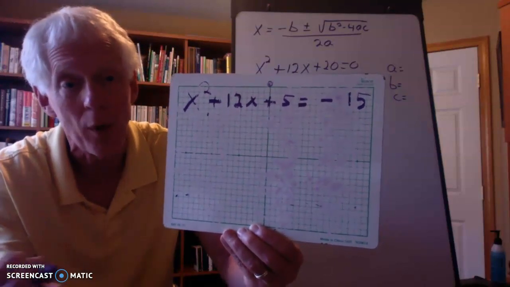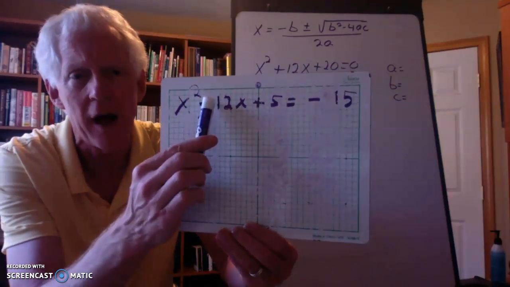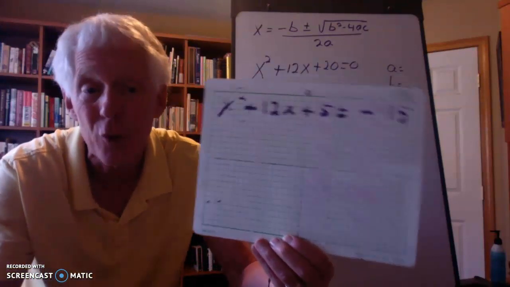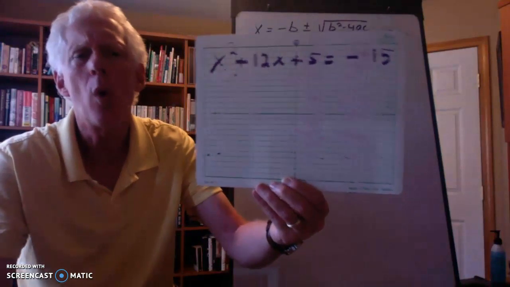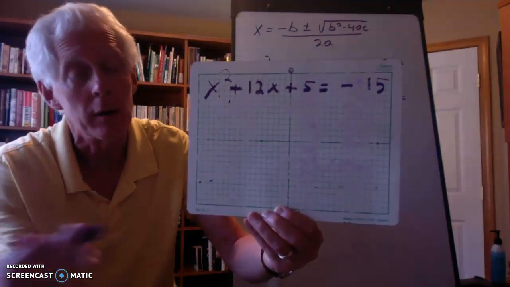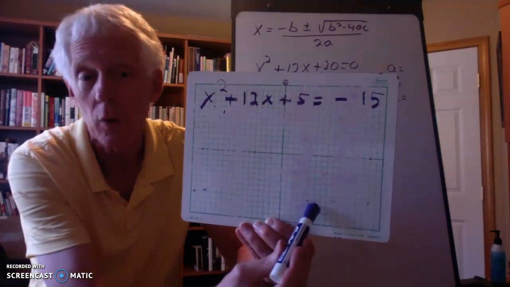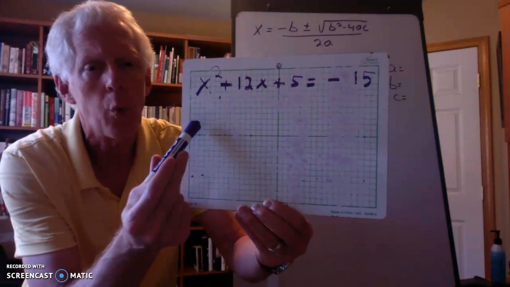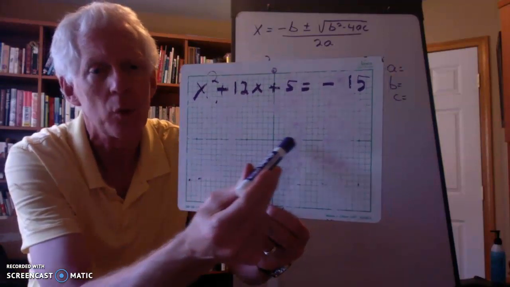But at some point there's an ordered pair, an x value that matches up with a negative 15. Either one or there might be two x values. But we don't really care right now where it crosses negative 15. What we care about is finding the solution. We want to know where the parabola crosses 0.